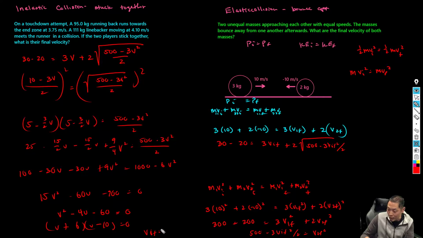So the answer for v1f is negative 6 or 10. One of the answers will always be, and that's the weirdest thing, one of the answers will always be the initial. So the answer is going to be this one. Okay. Plug this all the way back into any of these equations to find the final velocity of the second ball. So we could do this equation or we could do this equation, doesn't really matter. Either way will give you the right answer, and that's it.